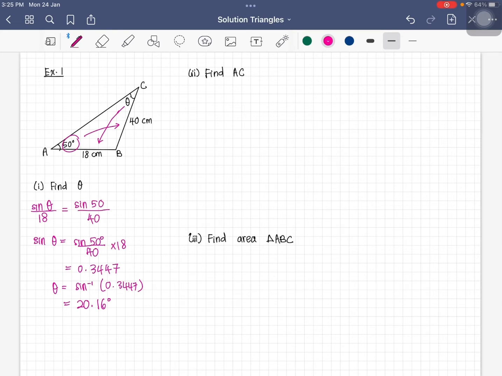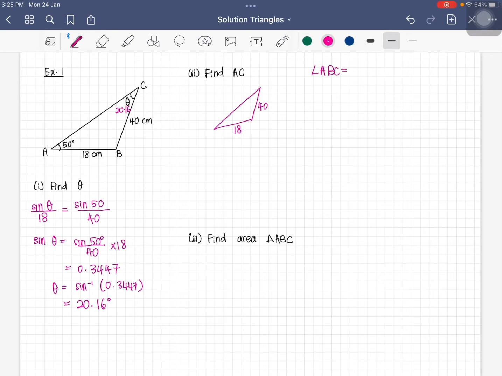Now we need to find the value for AC. Let me delete this first. If you need to redraw, just redraw this one with 40 and 18. Since you already have theta, which is 20.16, you can find the angle ABC. You must show the working to find the angle ABC.